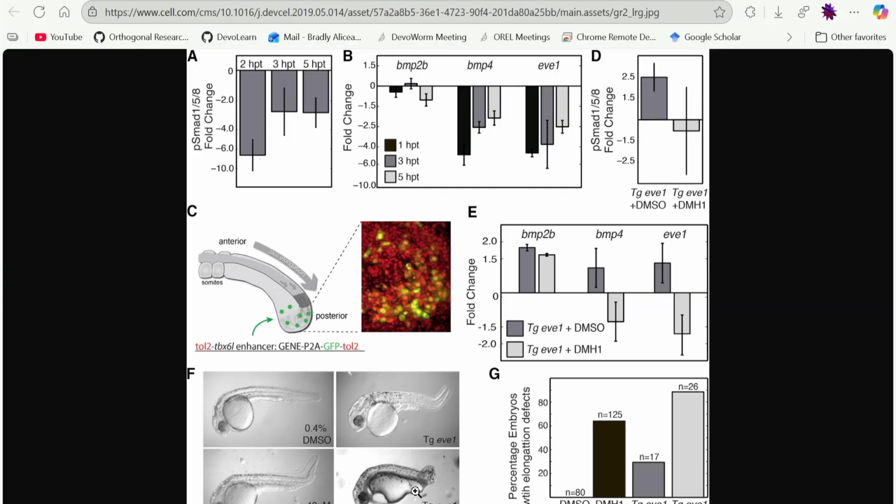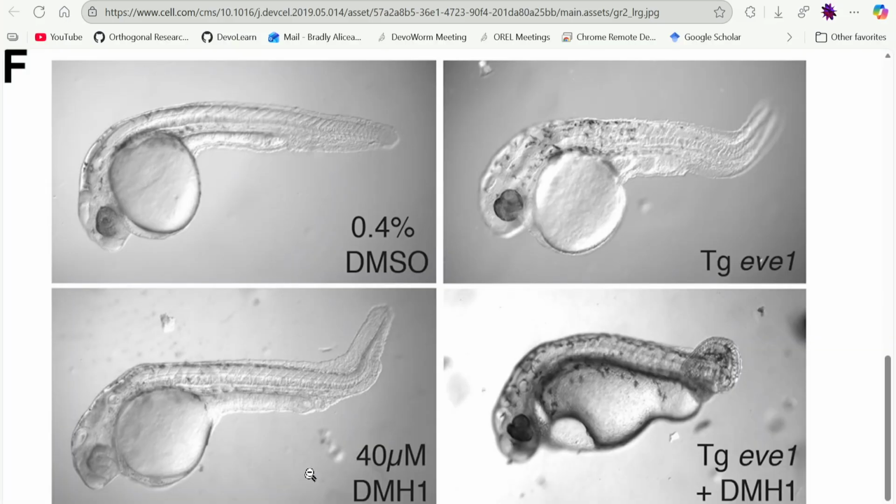So you can see when you have the transgenic EVE1 plus the DMH1, you get this truncated looking tail. And you see actually the body's all scrunched up. When you have the transgenic EVE1, it kind of looks like it's maybe a little bit truncated, but it still looks like a zebrafish embryo. DMSO has a zebrafish embryo in full form. And then the perturbation DMH1 alone without the transgene, the tail kind of is misshapen, if you can see that.